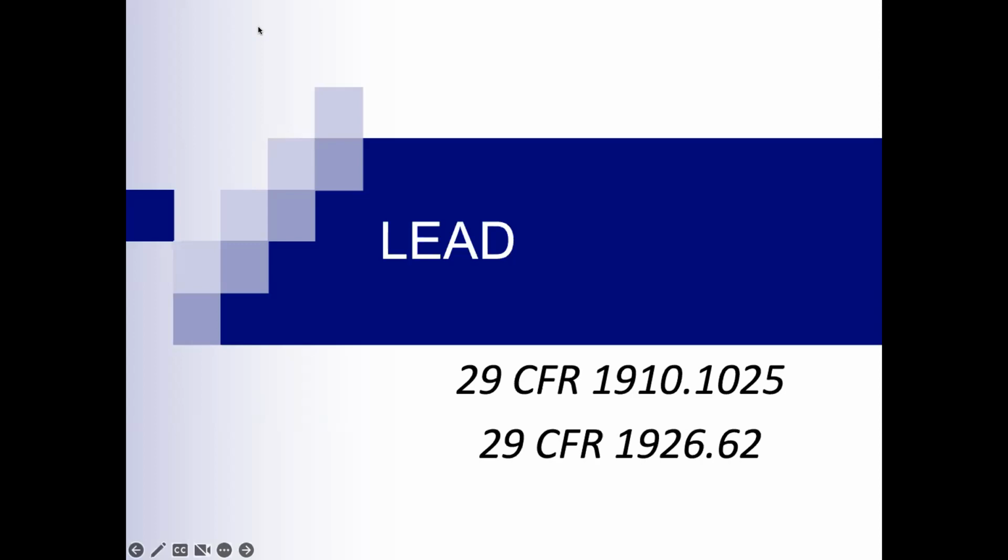This slide is just showing you the two OSHA standards that we're going to talk about related to lead, and OSHA is the Occupational Safety and Health Administration. And these two standards, 1910.1025, covers general industry activities, and 1926.62 covers construction activities. And after I give a discussion of the health effects of lead, we're going to go through the key components of those two standards for you.